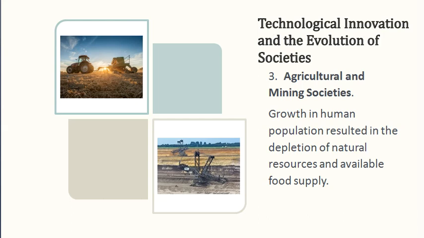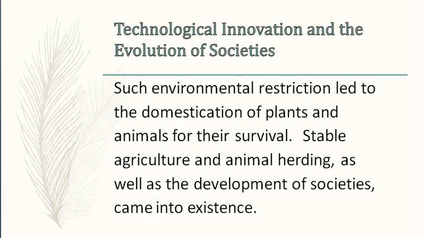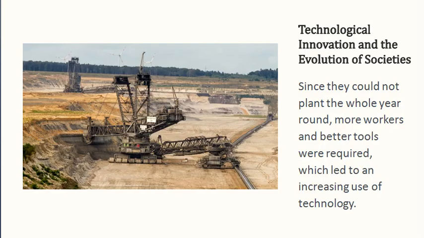So growth in human population resulted in the depletion of natural resources and available food supply, because of course we're getting more and more. So such environmental restriction led to the domestication of plants and animals for their survival. So that's a time that stable agriculture and animal herding, as well as the development of societies, came into existence.